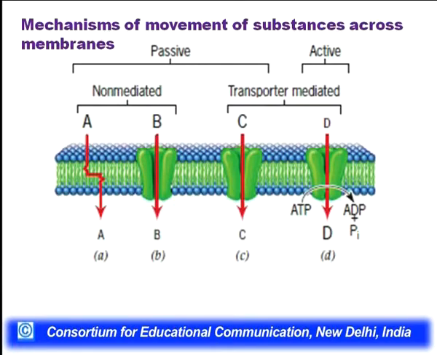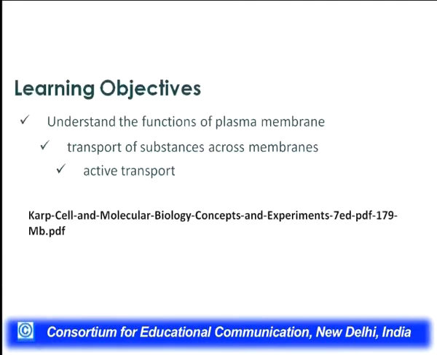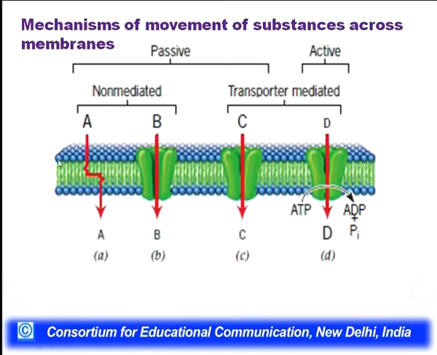So the mechanisms of movement of substances across membranes, we have seen that there are 4 different methods which constitute the passive as well as the active transport. Passive and active difference is basically the utilization of energy. In the passive transport, there is no utilization of energy because, as you can see, the transport is basically along the concentration gradient. So you can see these two types are the non-mediated ones, the A and the B. The bigger letter basically means that the concentration is higher on this particular side and the concentration is lower on this side.